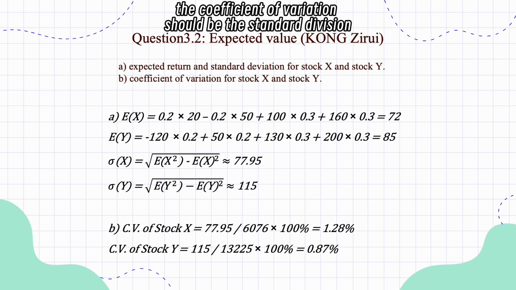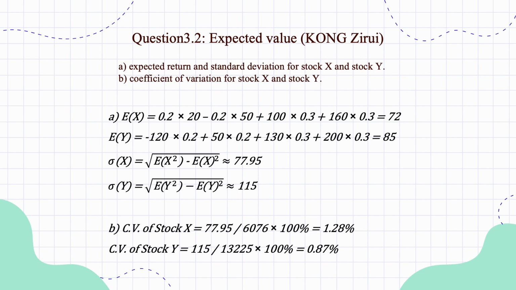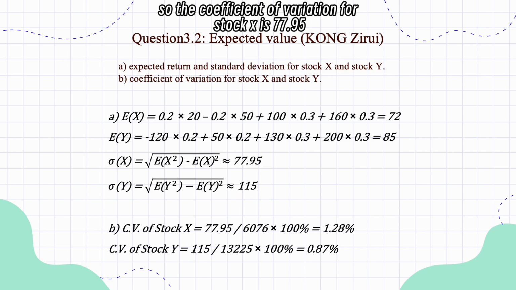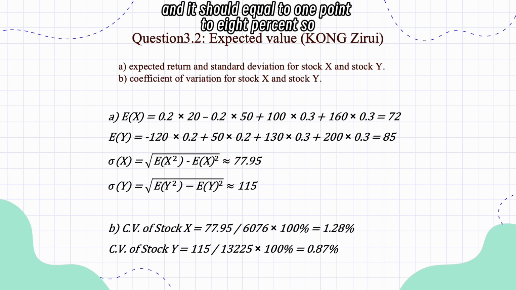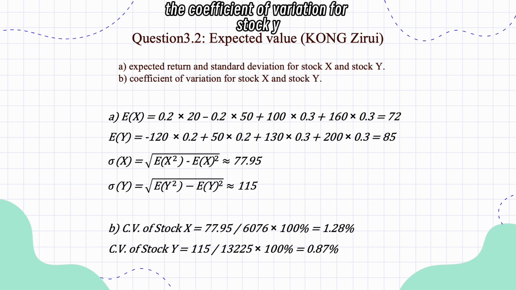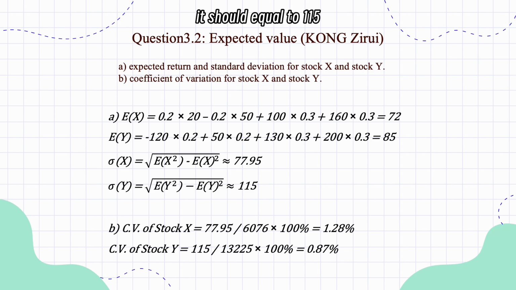The coefficient of variation should be the standard deviation divided by the variance. So the coefficient of variation for stock X is 77.95 divided by 6,076 times 100%, and it should equal 1.28%. The coefficient of variation for stock Y should equal 115 divided by 13,225 times 100%, and it should equal 0.87%.